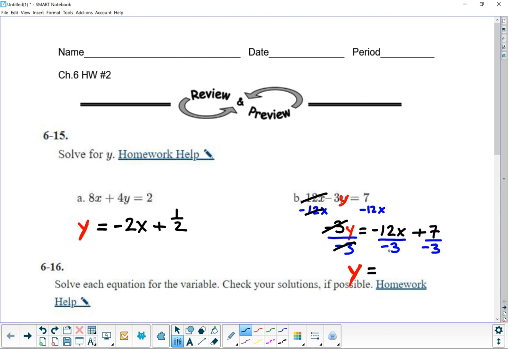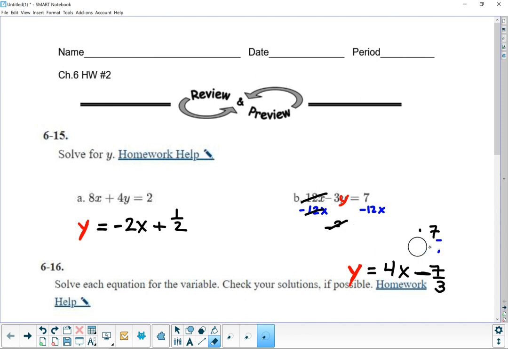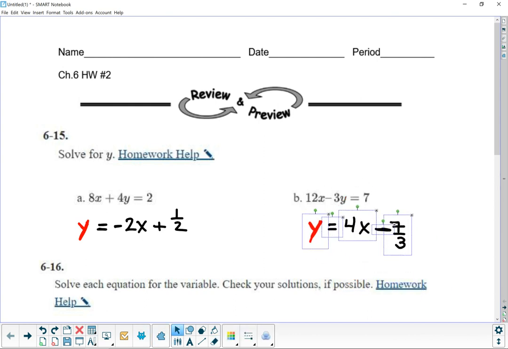Negative 12 divided by negative 3 is positive 4. Don't forget your x. And then negative 7 divided by negative 3. You can't actually do that evenly. So I'm going to just leave it as a fraction of 7 divided by 3, or 7/3. And positive divided by negative leaves me with a negative. So my final answer, and if you need to pause it and copy it before I erase it, pause it. But my final answer, y equals 4x minus 7/3. And my final answer, I'm going to leave it right there.